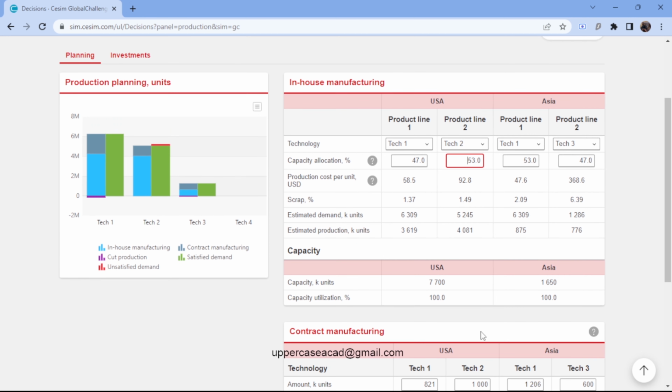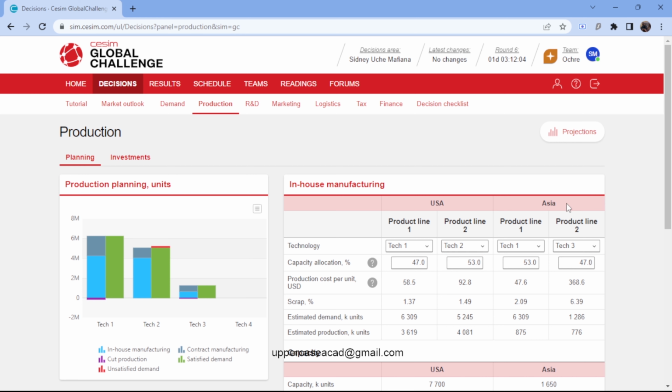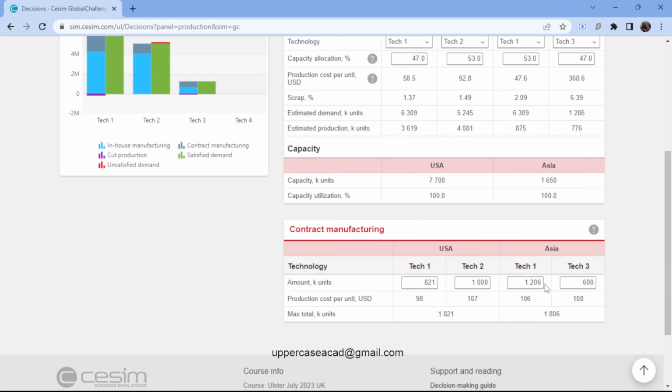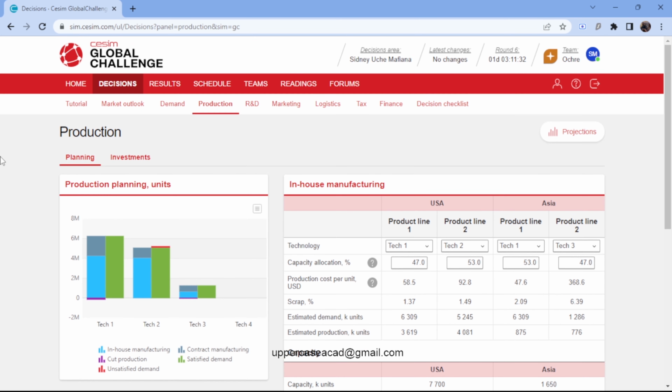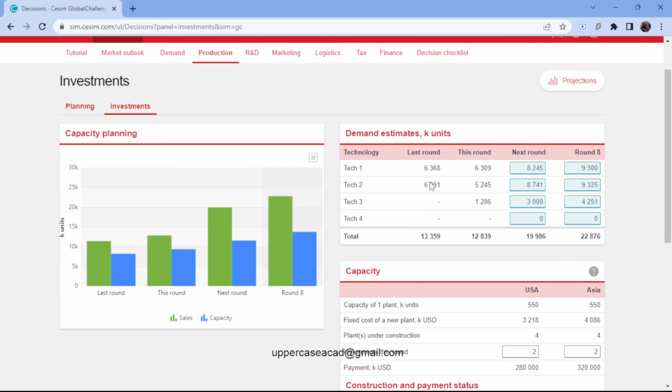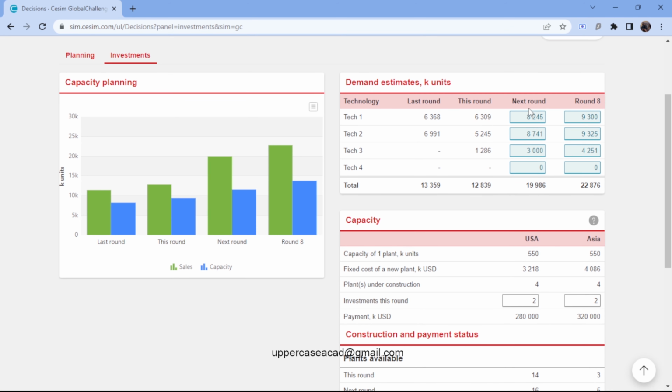So if we turn our attention to the Asian market, we'll allocate 53% of our capacity to product line 1 and 47% of our capacity to product line 2. And product line 2 will produce the Tech 3 product. Furthermore, our contract manufacturing for the Asian market is 1,206 units for Tech 1 and 600 units for the Tech 3 product. Each new plant will require an investment of, under investment, after the demand estimates, these are my demand estimates for these three products.